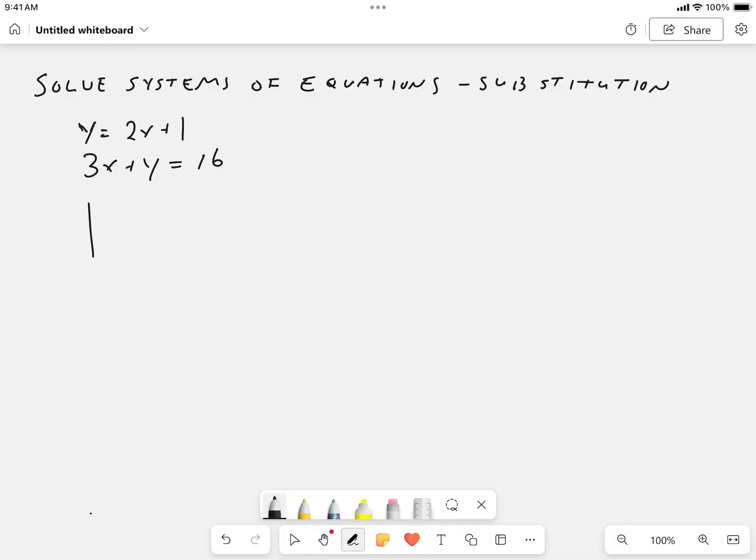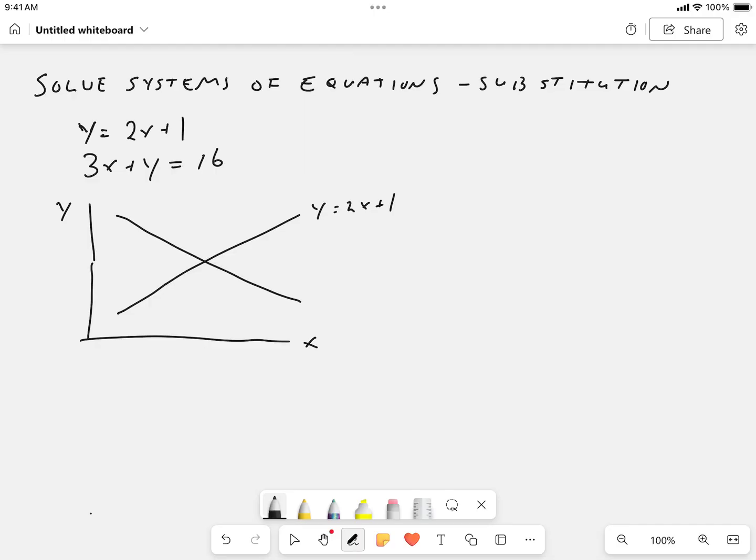If you had an XY graph here, just your standard XY graph, and we drew these two lines. I'm not going to worry about exactly what they look like, but let's say the first line is something like y is equal to 2x plus 1. The second line, I can just tell real quick, has a negative slope. We won't care too much what it looks like. It is 3x plus y is equal to 16.